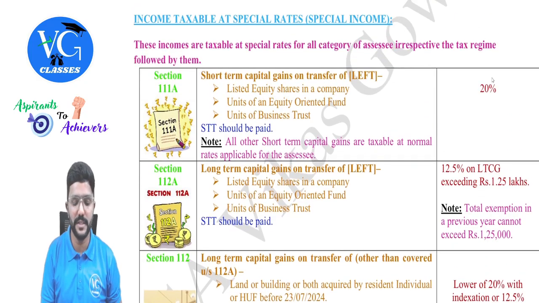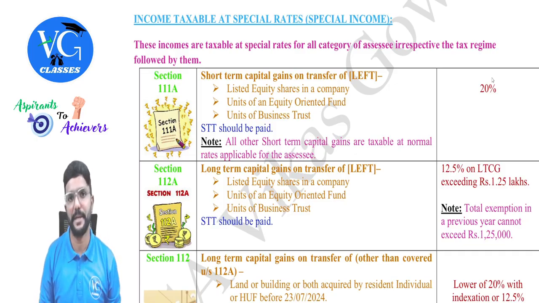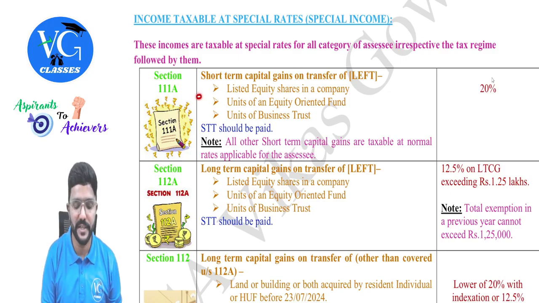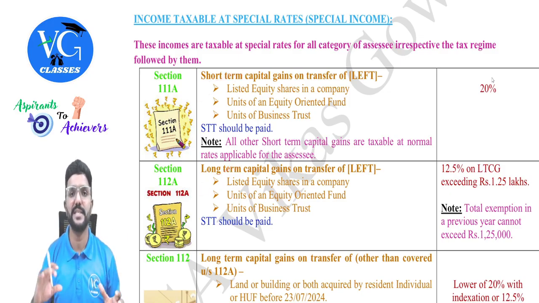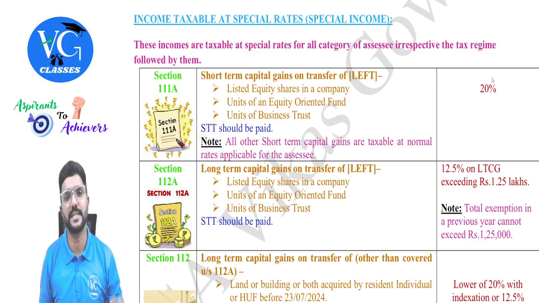And for both of these, the condition is STT has to be paid, guys. That is, securities transaction tax has to be paid. Clear? For shares, the STT has to be paid both at the time of purchase as well as sale. Whereas for units of equity-oriented fund and units of business trust, it has to be paid at the time of sale.